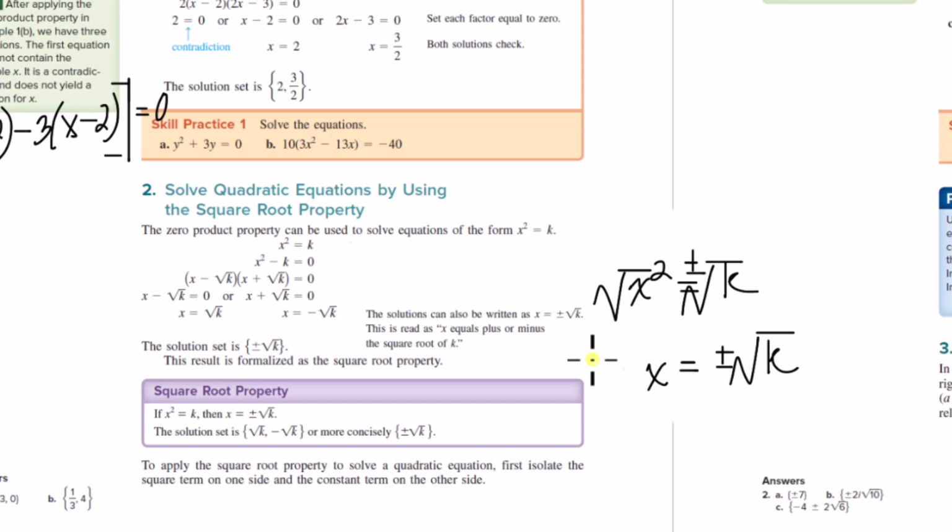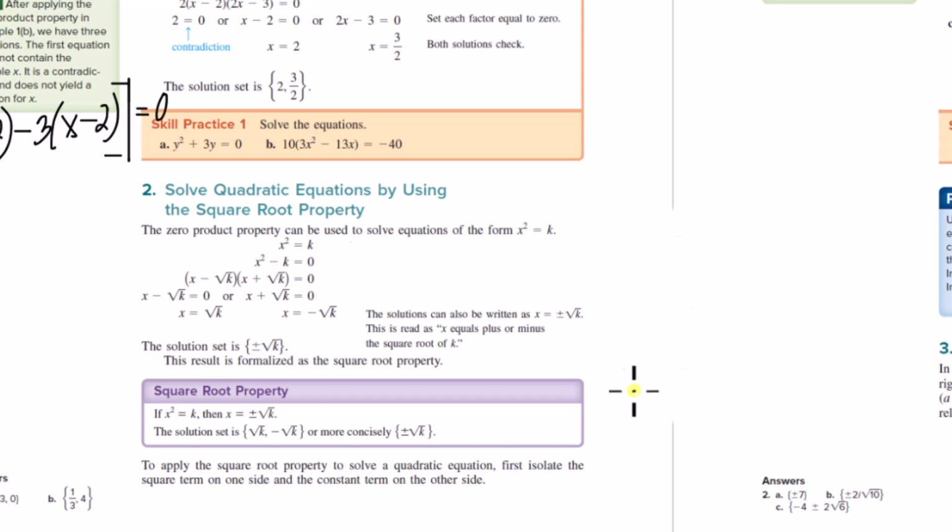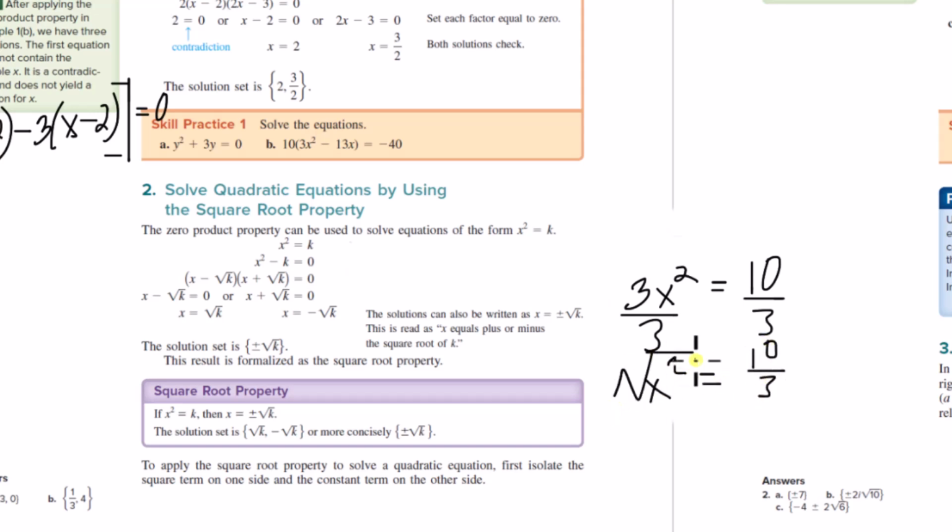Now note that we just did this for the case of the principal square root. You can't use this property with any other kind of root, like the 4th root, 6th root, whatever. Also note that this only allows us to solve this simplified form of a quadratic equation. Even if we had 3x squared is equal to 10, we could use the square root property, because we're going to get x squared is equal to 10 thirds, and then you would just simplify this radical expression.